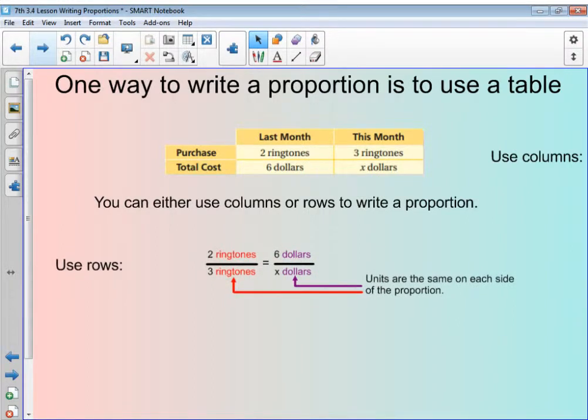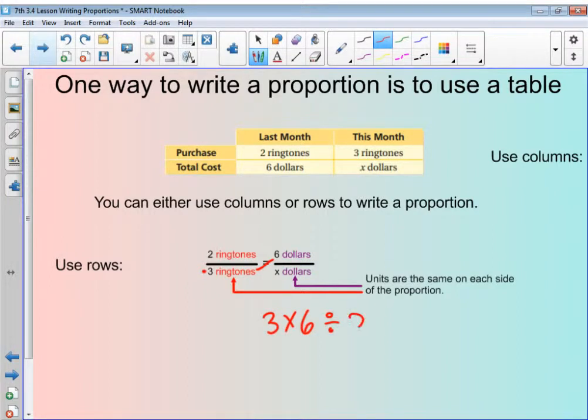So here's another way that you could set it up, is some kids will look at it and say, well, I'm going to do my ringtones in one proportion and my dollars in the other, because they read it like this. They say, well, 2 ringtones equals $6. So 3 ringtones would have to equal how many dollars? Same thing. You'll notice that I'm going to cross multiply 3 times 6. And then I'm going to divide by that third number of 2. 3 times 6 is 18, divided by 2 still gives me the $9.